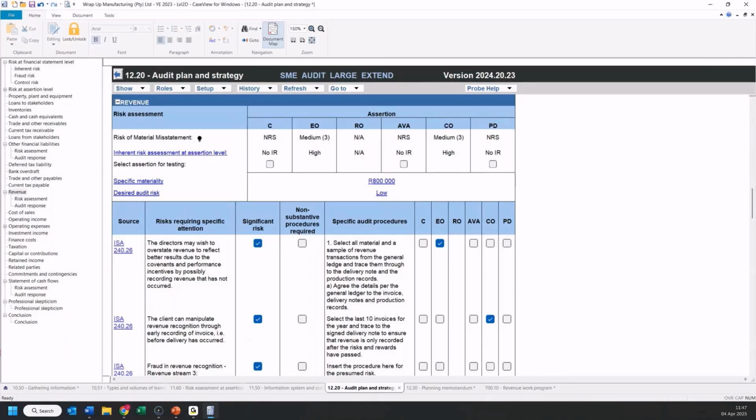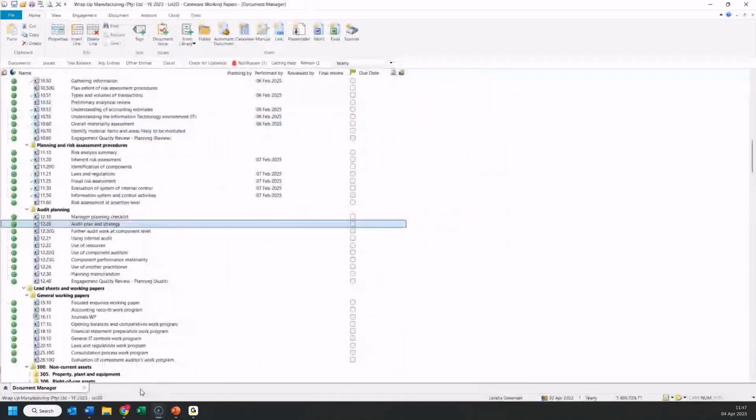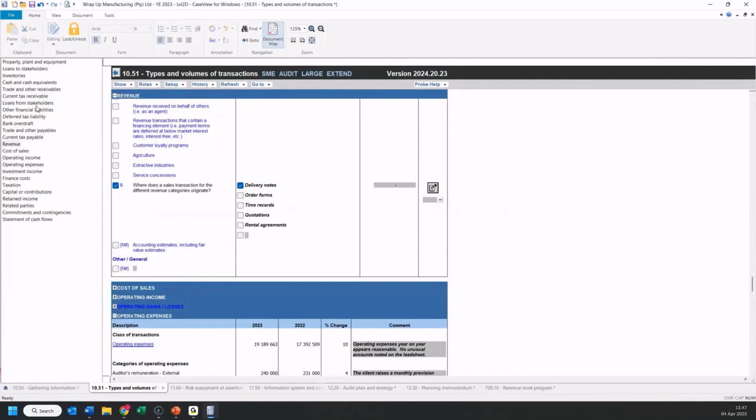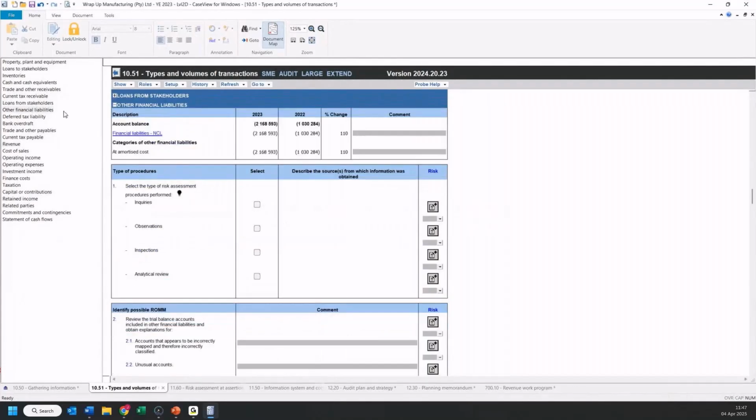Okay, I'm going to follow the same steps that we did earlier. We're going to go back to 1051, and we are going to select other financial liabilities. You can see it is active. There is a balance. Okay, we will comment on our analytical review what we find from looking at the last year to this year comparison. You can see it's increased significantly.